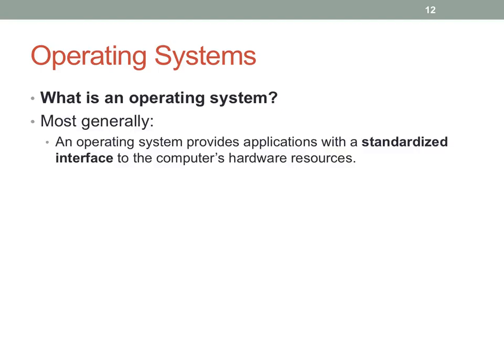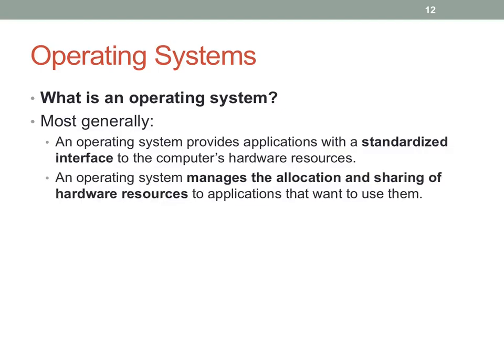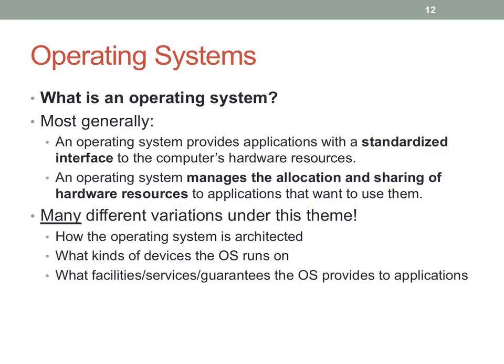So most generally, we say an OS provides applications with a standardized interface, and we also have to manage the allocation and sharing of resources. The CPU is one of the biggest examples of a resource. A lot of times people don't think about that until they get to writing an OS, and then they realize, oh, the CPU is the most important resource to manage. So there's a lot of variations.